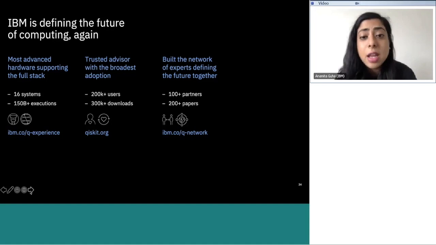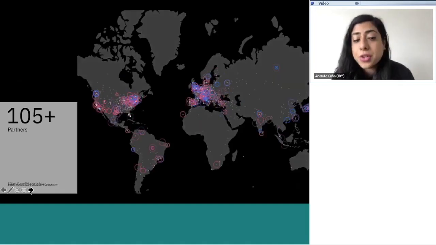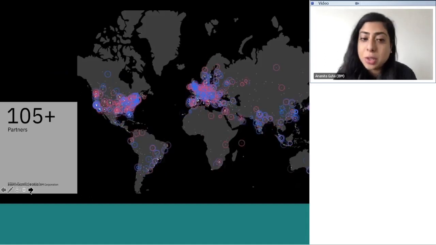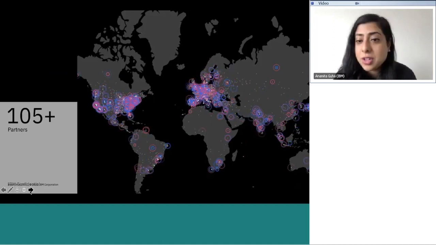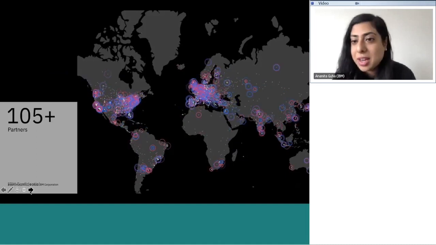But before I leave, I want to share that of the 105 partners we have, we're partnering with all sorts of organizations, and you can see this is a simulation of where different experiments and circuits are being run across the world. In 4 years, we've had quantum simulations run from all 7 continents, including a researcher in Antarctica that used our systems to run some simulations.